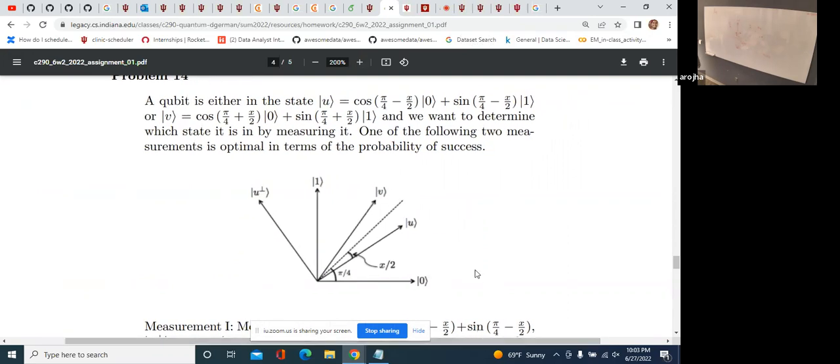Okay, so the problem says the qubit is in state U or V, right? And we want to determine which state it is in by measuring it. If I share this screen, then it's not going to record the board, so I'll stop sharing the screen. I think you can see problem 14, and then we can solve it here.